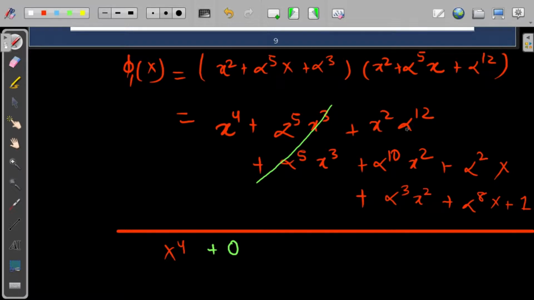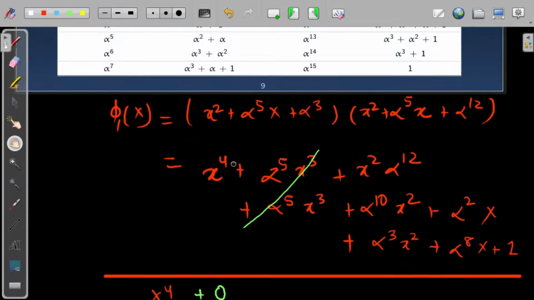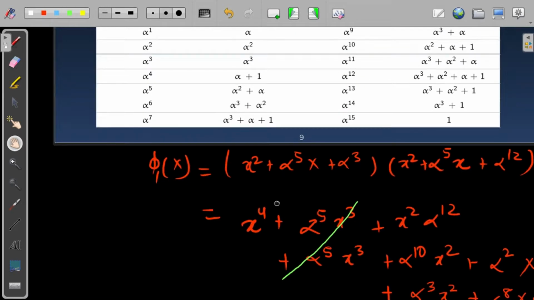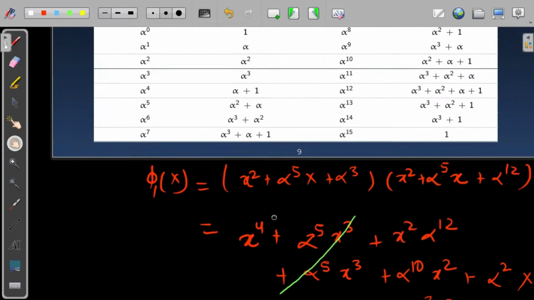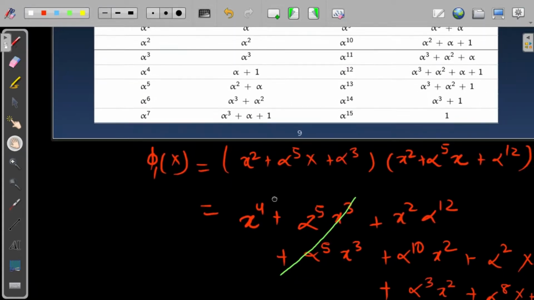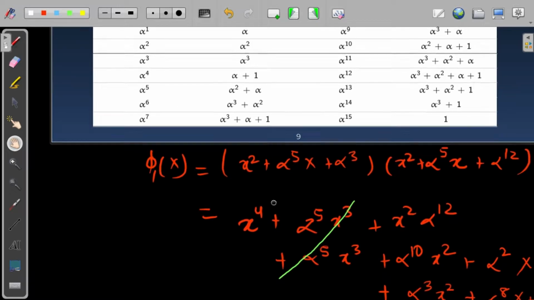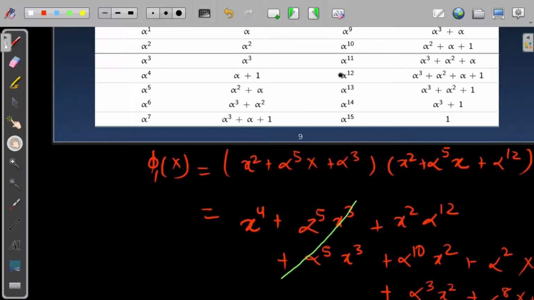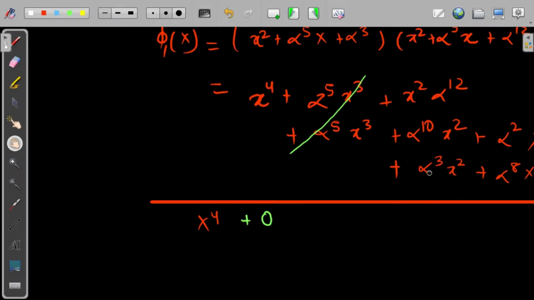Now with respect to x square, we are actually adding alpha to the power 12, alpha to the power 10 and alpha cube, right? So what is this actually equal to? We have to see the Galois field, and you see that alpha to the power 10 is actually equal to alpha square plus alpha plus 1, right? Alpha to the power 12 is equal to alpha cube plus alpha square plus alpha plus 1. So if I add alpha to the power 10 and alpha to the power 12 together, I will end up with alpha cube, and then I add alpha cube here, so this is also going to cancel each other, and this will result in 0.